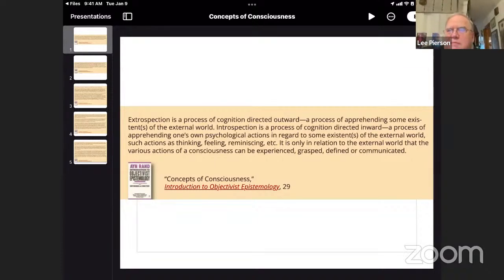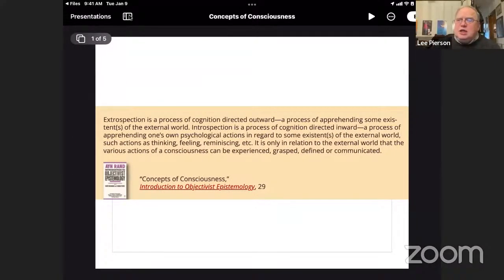All right. So this is from Concepts of Consciousness, an Introduction to Objectivist Epistemology, page 29, which is an early page, if not the first. And it says, extrospection. Now, I'd probably just stop a second there, because that's a kind of unfamiliar term. It's to be defined in contradistinction to introspection, but it's actually the more fundamental term. It's awareness of things external to consciousness. Let me just put it that way. We could probably say more, but I'm going to go on.